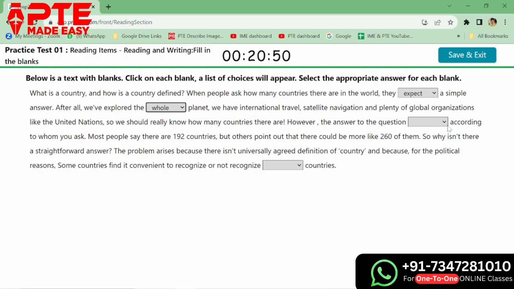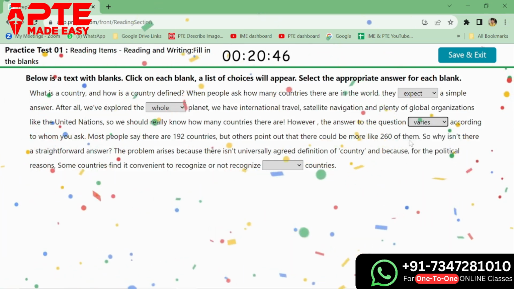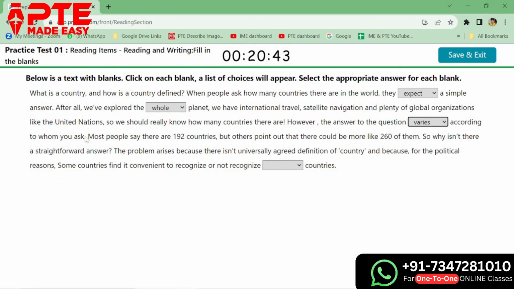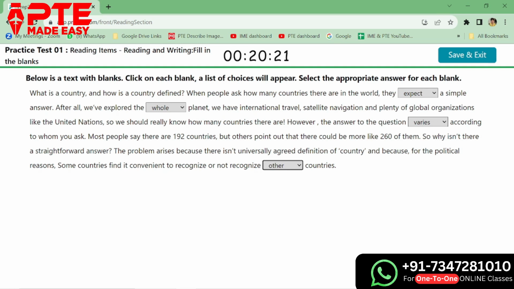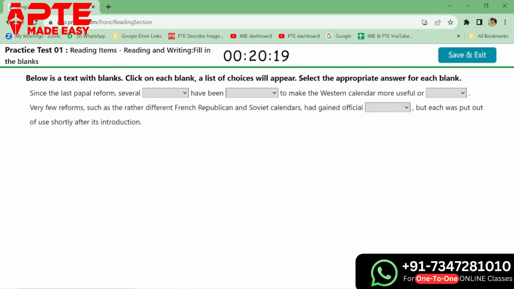However, the answer to the question dash according to whom you ask varies. Answer varies according to whom you ask. Most people say there are 192 countries, but others point out there could be more, like 260 of them. Coming to the final sentence without wasting further time, some countries find it convenient to recognize or not recognize what? Not recognize green countries? No, other country. Okay, so the answers are going to be this. Let's proceed on to the next one.